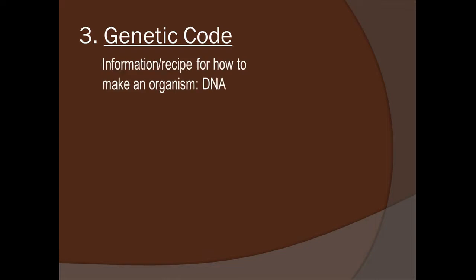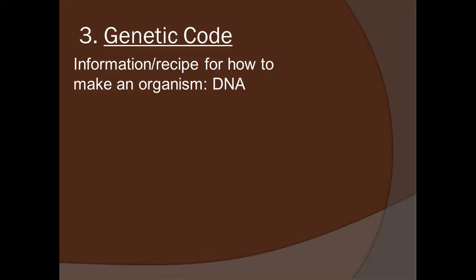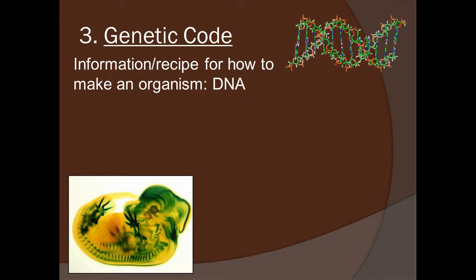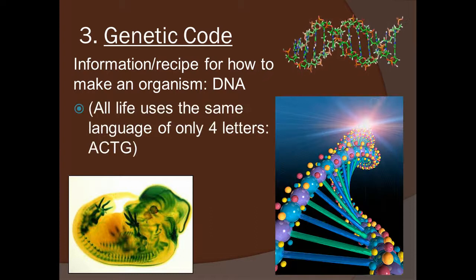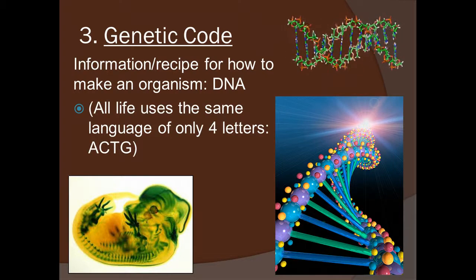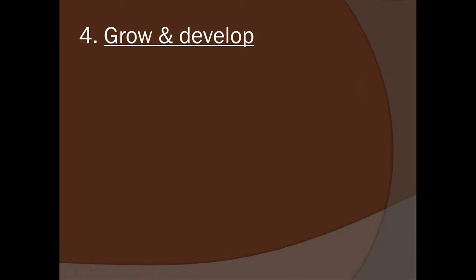Genetic code is a fancy way of saying DNA, and DNA is a very fancy way of talking about the information or a recipe for how you make an organism. That is a baby organism or a fetal organism that is going to grow up and be an elephant. And how is it going to know if it needs to turn into an elephant? Well, that information is in its DNA. All of life uses the exact same language of DNA, composed of only 4 letters, A, C, T, and G. More on that later. Next up, growing and developing.